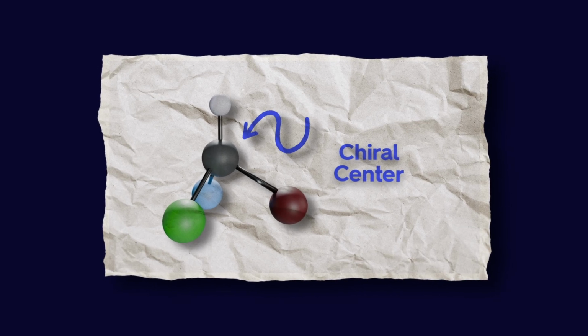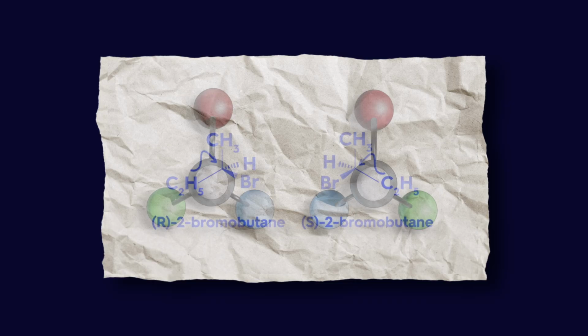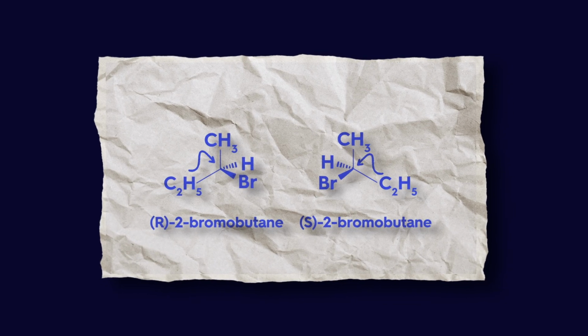So far, we've covered: identify a chiral center, check non-superimposability, and remember, flip all chiral centers to get the enantiomer. Ready to lock it in?